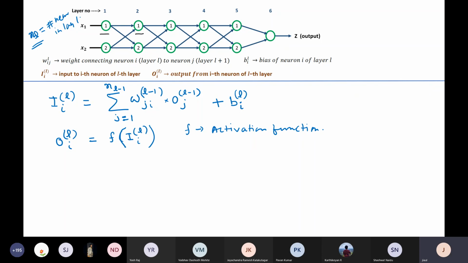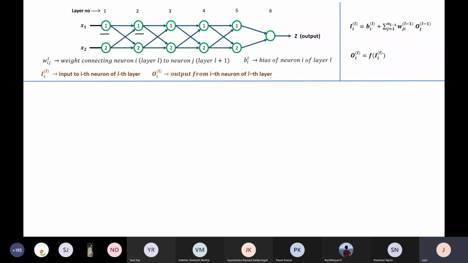Now that I know how to compute all these inputs and outputs and everything, what next? That's the first step. My second step is going to be this. I just copied these expressions on the top right, for your convenience, so that you can refer to them whenever necessary. Next, let's start with a small one and then we'll try to generalize the whole thing.